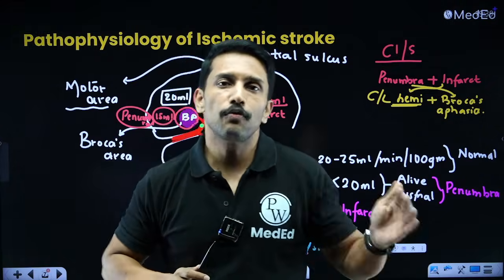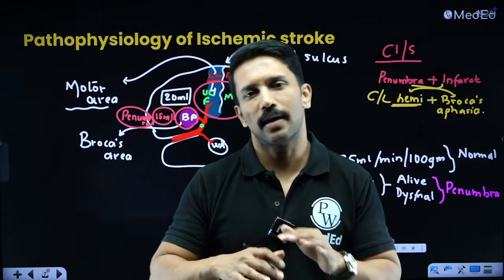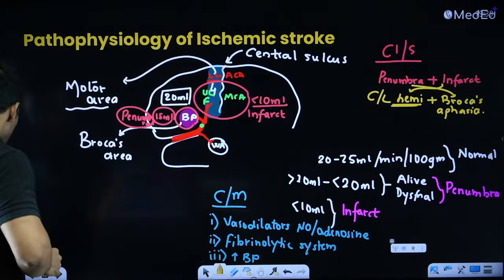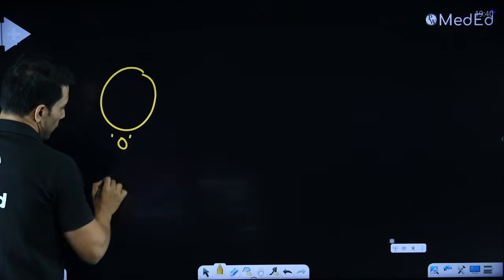Now after 24 hours, by no means will you have no area which is alive. Like all the area will become converted to the infarct. So let us say when the blood vessel got blocked, this is the territory supplied by a particular blood vessel.